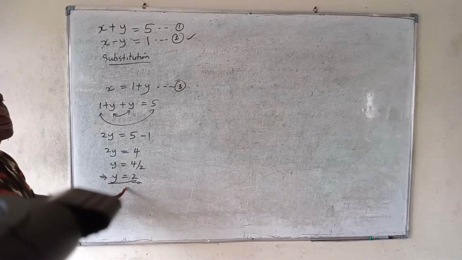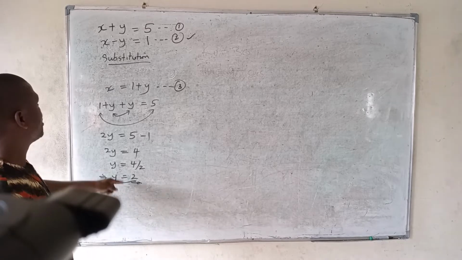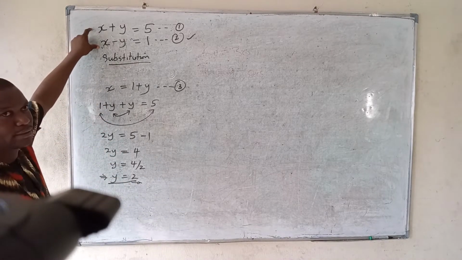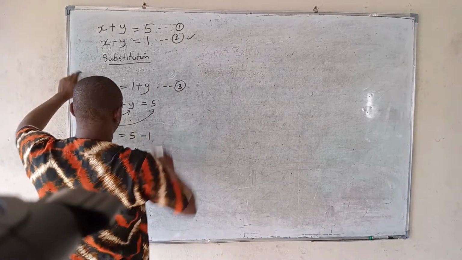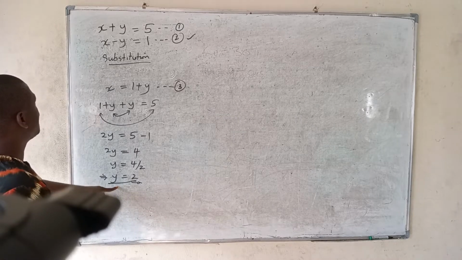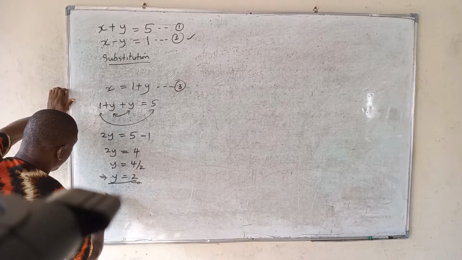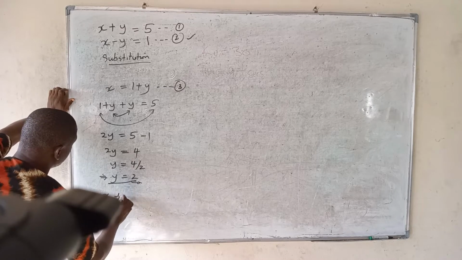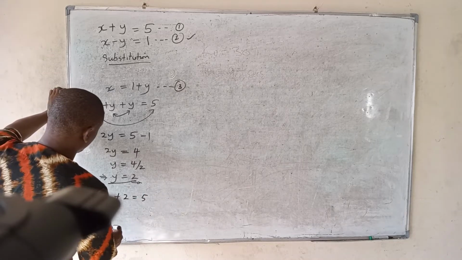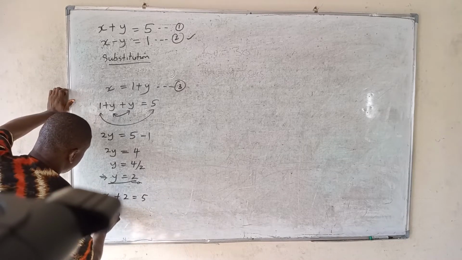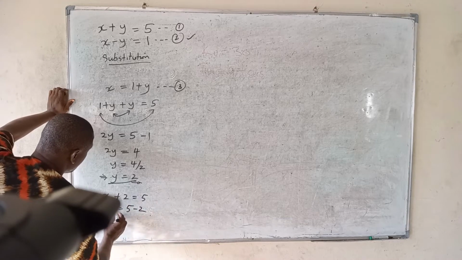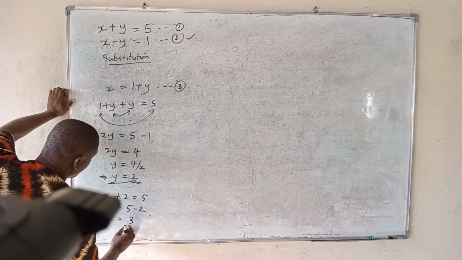In order to compute the value of x, you can substitute the value of y into either of these equations. So let's take equation 1 and substitute the value of y to get x. So in equation 1, we have that x plus y, which is 2, is equal to 5. It means that x is equal to 5 minus 2 to give 3.